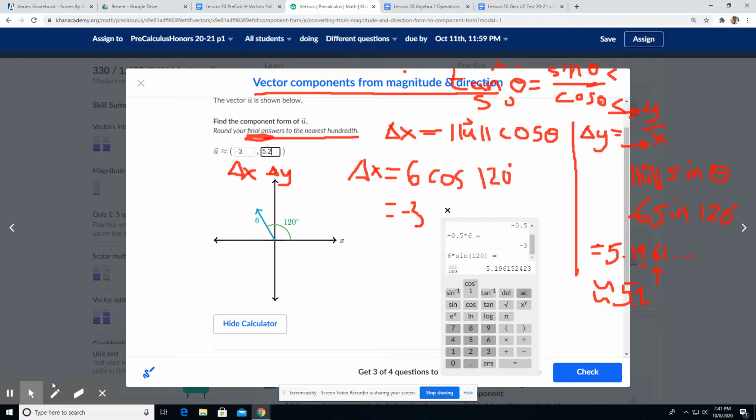It's nice to check your work. Are we landing in the correct quadrant? Did we land where we needed to? So x is negative 3: 1, 2, 3. Yep. And then y is 5.2: 1, 2, 3, 4, 5.2. Yep. So there's our terminal end. Everything looks good.